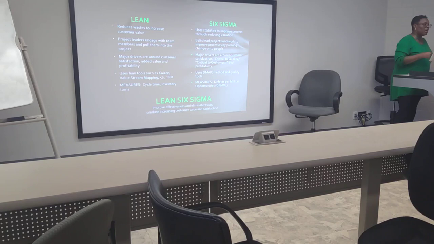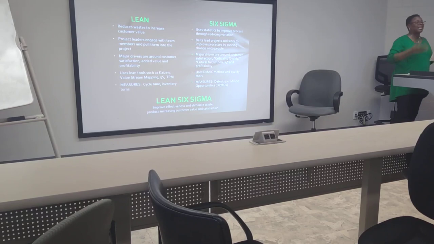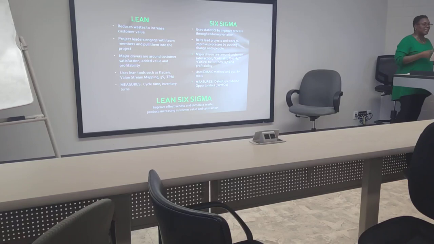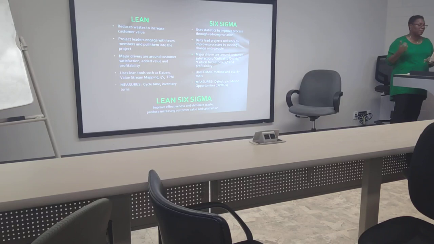You see the similarities, I should say, in the slide here. So lean focuses on reducing waste to increase customer value. Project leaders engage the team members to make sure that they can focus on the project. The major drivers are around customer satisfaction, as far as lean is concerned. It uses lean tools, which I talked about: Kaizen, value stream mapping, 5S, and TPM. And then it is measured through your cycle time and your inventory time. So how do you measure that you will have a lean process?